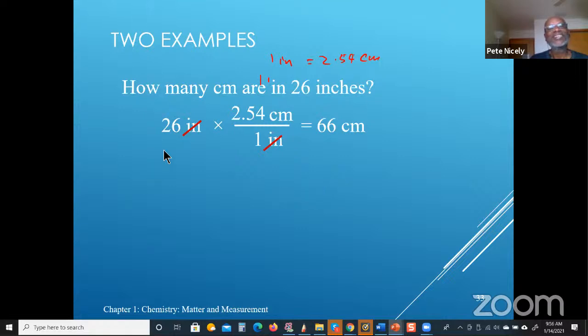And you'll notice that this here, let me write this here, is a measured value, right? While this here is an exact value. So therefore this has 2 sig figs and this has an infinite number of sig figs. So what that means is that you have to round off your final answer to 2 sig figs, which in this case would be 66 centimeters.